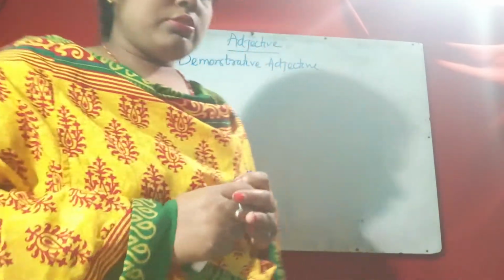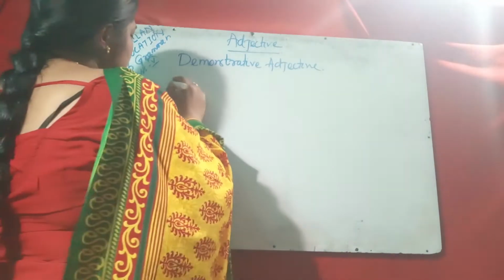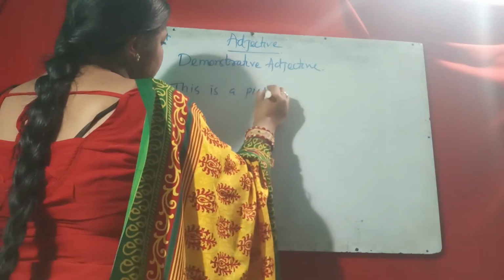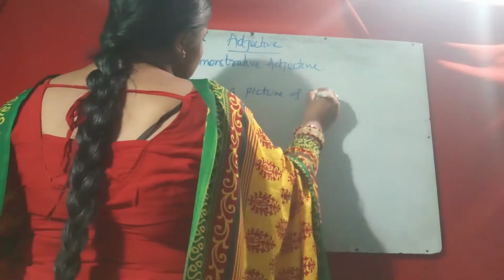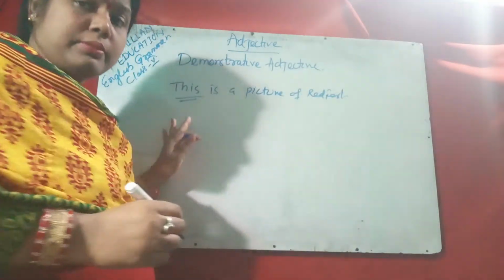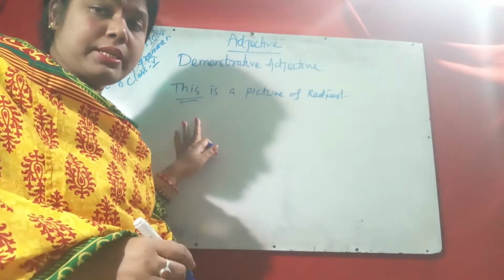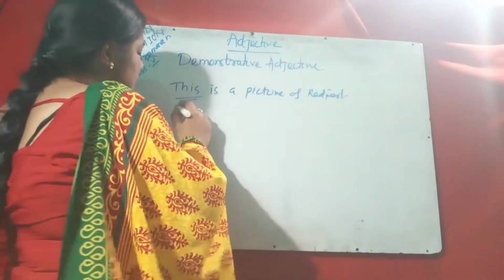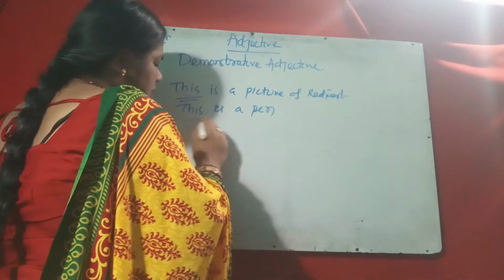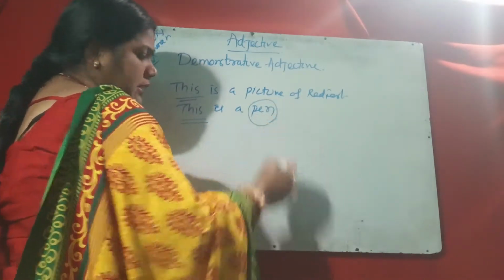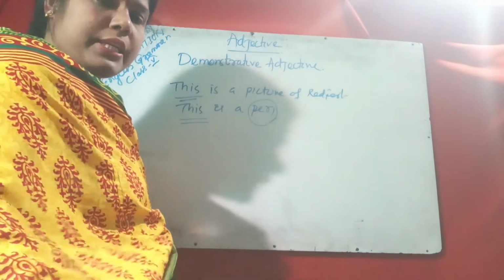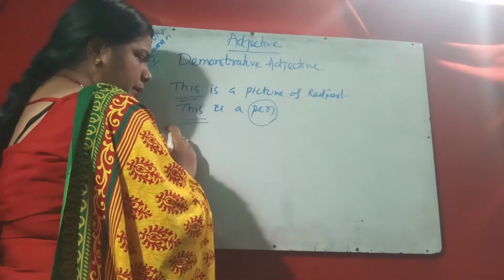So, this picture. This is a picture of red food. So here, this is a demonstrative adjective. This is used for a thing which is nearby. Suppose you write: this is a pen. So this points to a specific noun, that is, pen. Demonstrative adjective points to a specific noun. So this points to a pen.